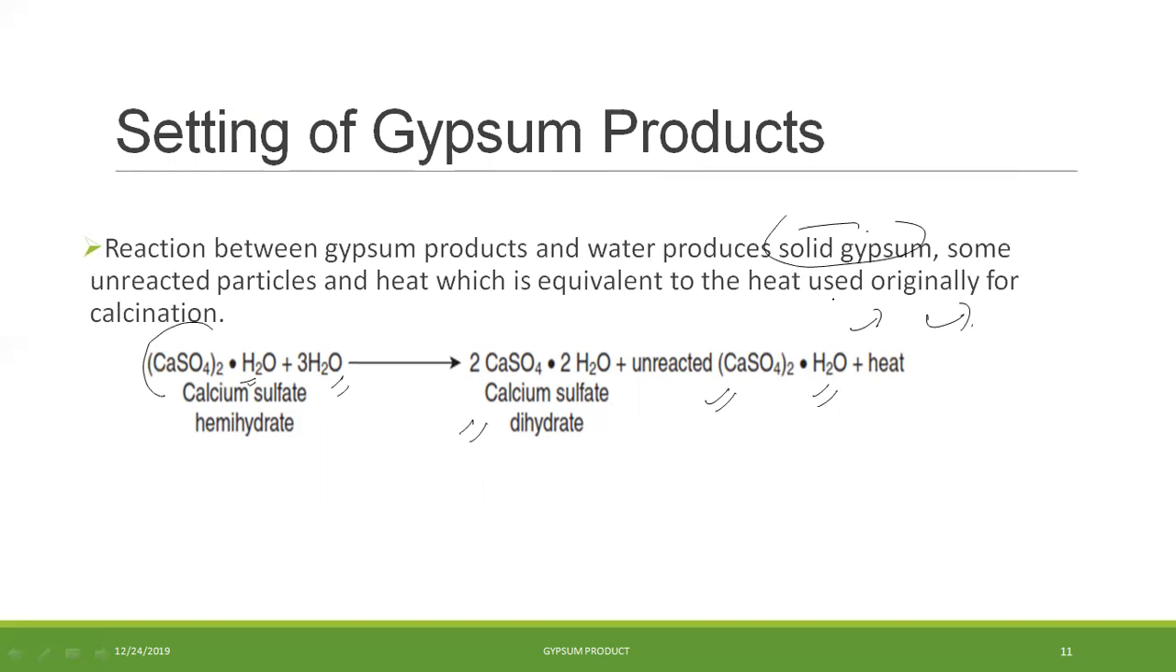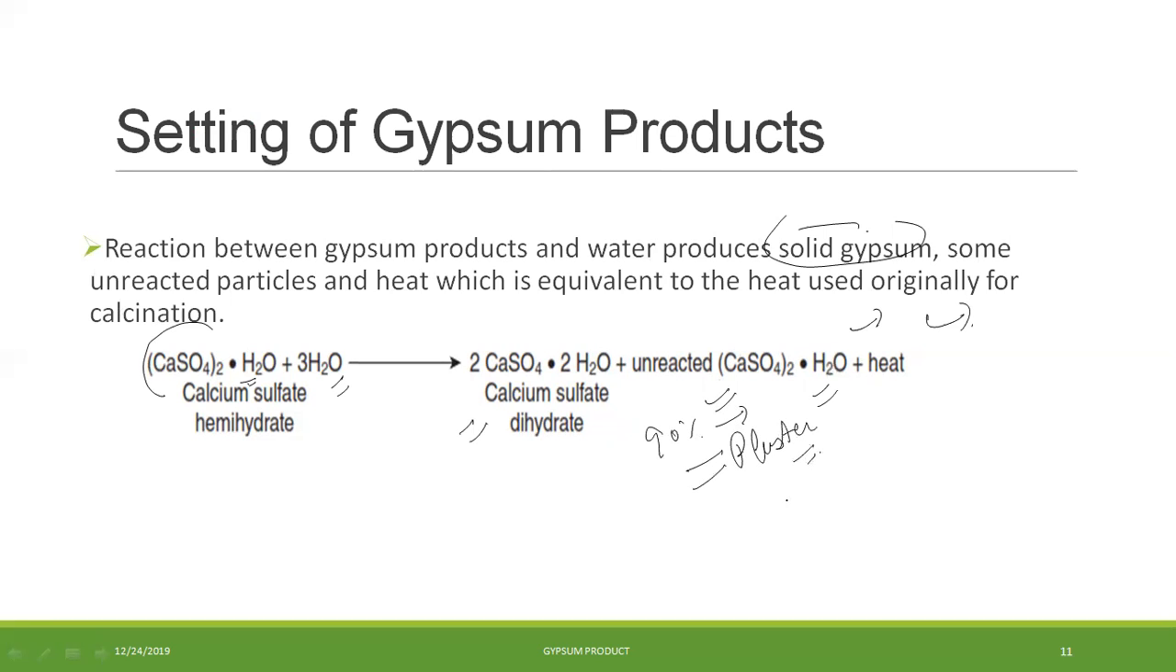The amount of water required to produce a workable mix varies between the products. As evident from the above reaction, not all of the hemihydrate converts into dihydrate. We have some unreacted particles also, right? The highest conversion rate is seen in plaster, a 90% rate.